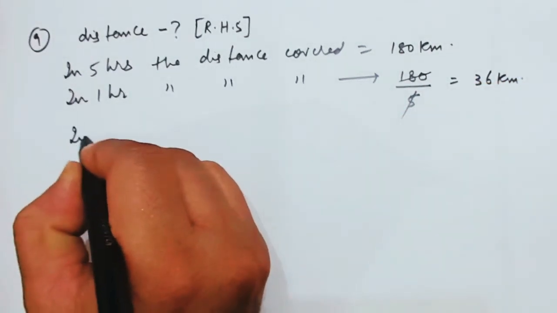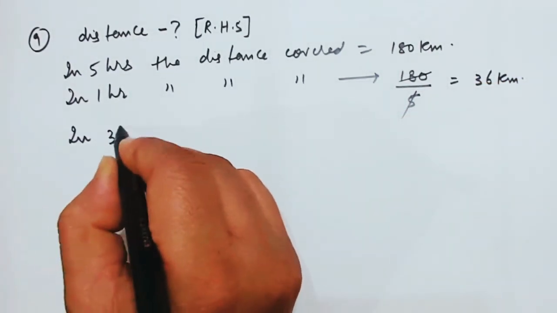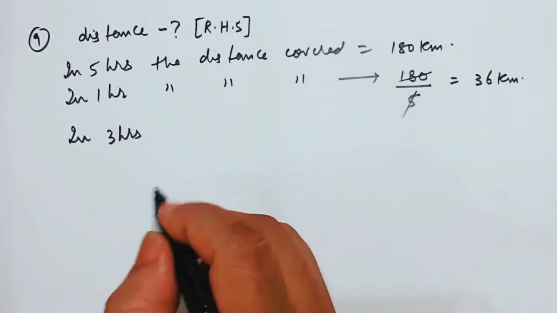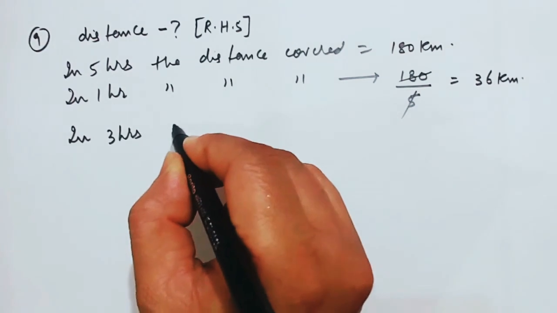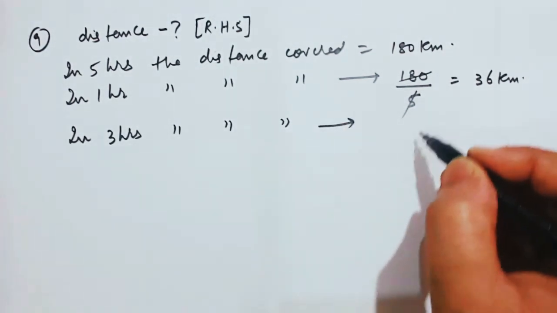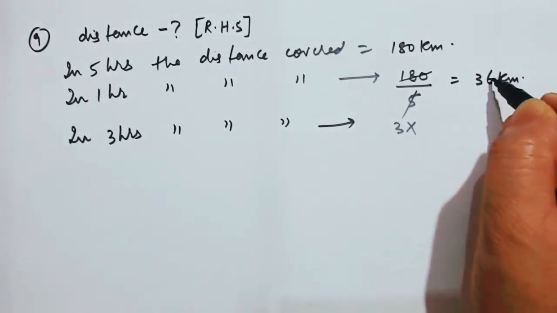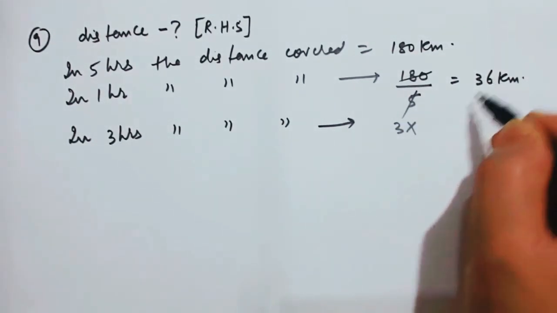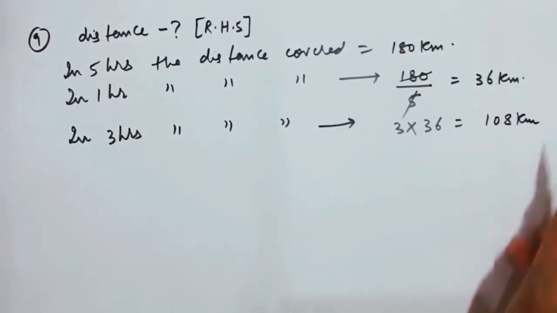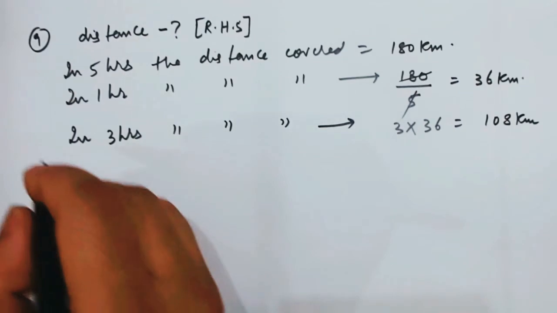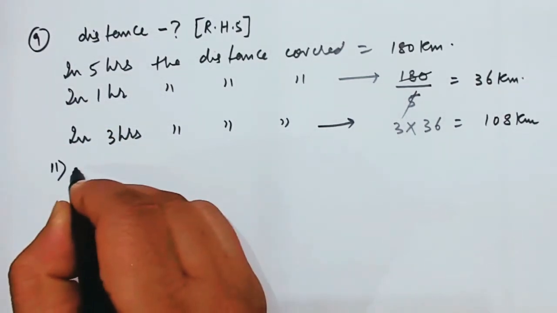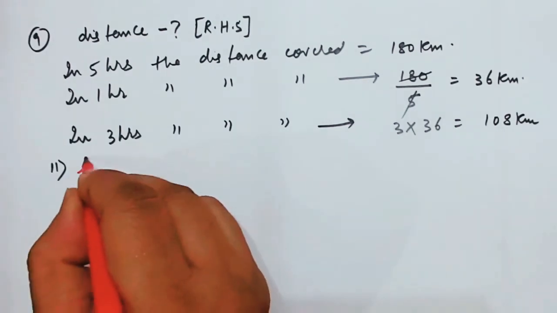So in how much? In 3 hours. They are asking you the distance covered in 3 hours. So when time is 3 hours, naturally the distance covered will be equal to 3 times the distance covered in 1 hour. 36 times 3 equals 108 kilometers. See, in number 9, they are asking the second part. They are asking you the time.